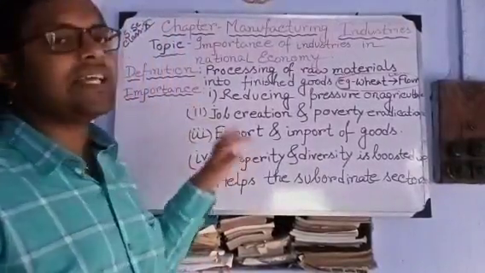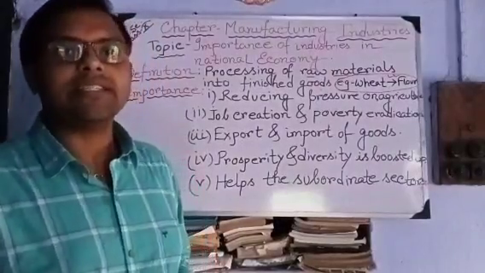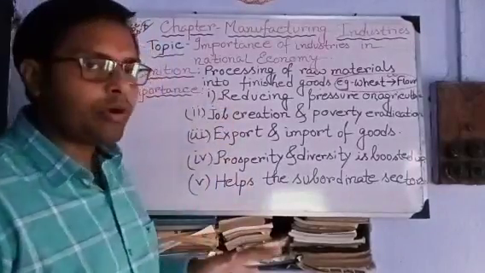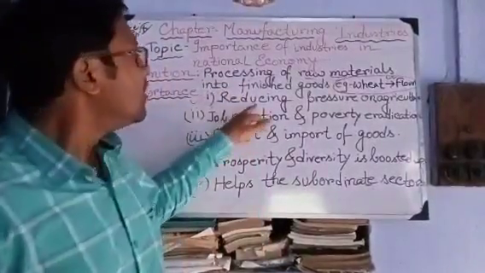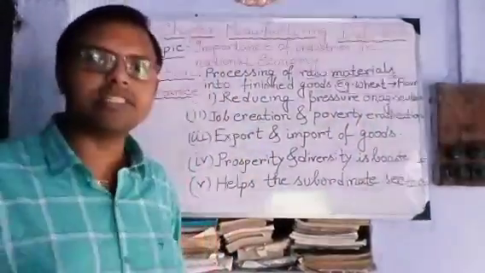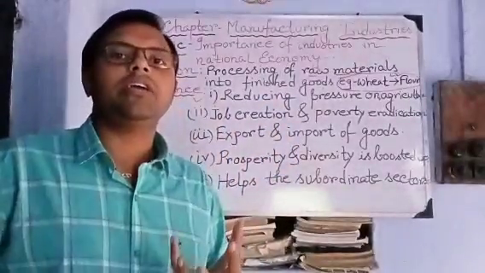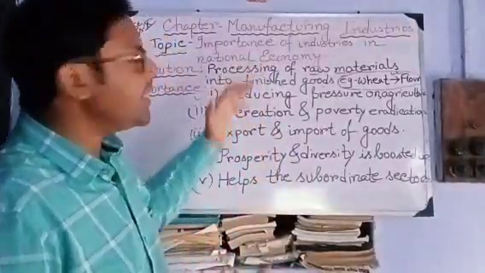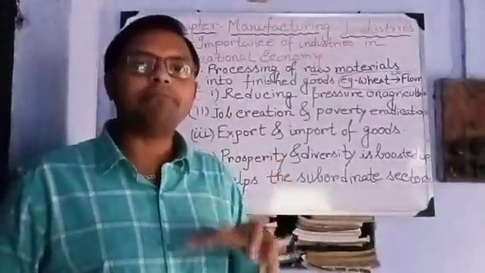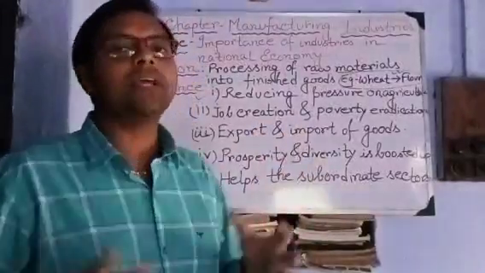Now come to the point: what are the importances? There are basically 5 importances of manufacturing industry, especially from the perspective of the Indian national economy. So what are the 5 points? Reducing pressure on agriculture. Whatever pressure is created on agriculture is totally dependent on the structure of the economy of a country. So due to the increase of manufacturing industry, it reduces the pressure, the dependent population on the agricultural sector. So it is a big help for a country to become developed.